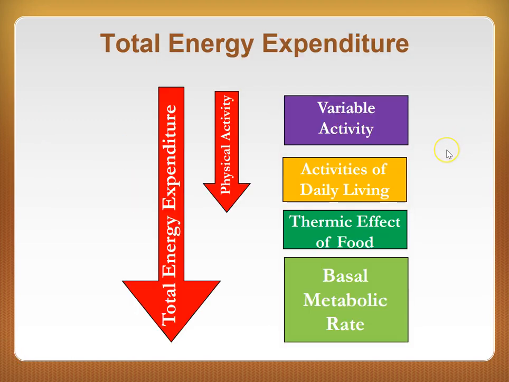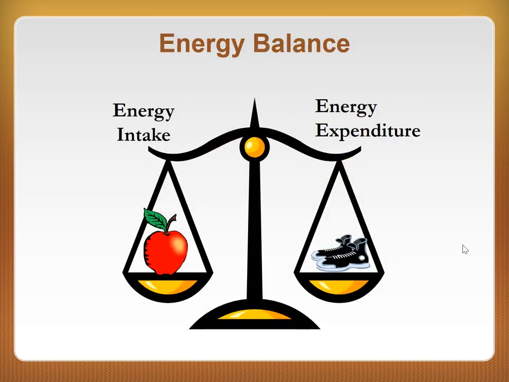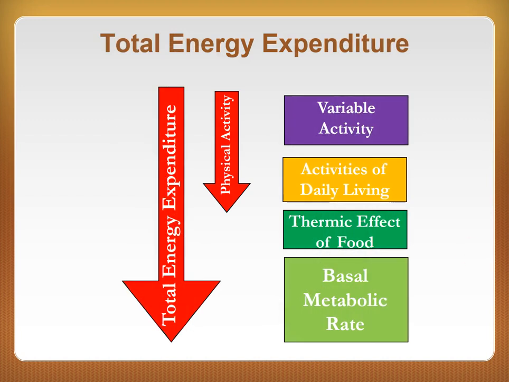Next, I would like to talk about energy expenditure and energy balance. Total energy expenditure is the total amount of energy, typically measured in kilocalories, that is expended over a specific time period, usually measured over a 24-hour period. There are three major components of total energy expenditure.